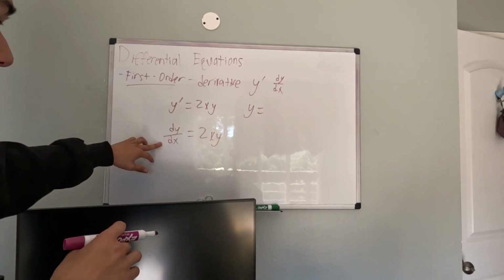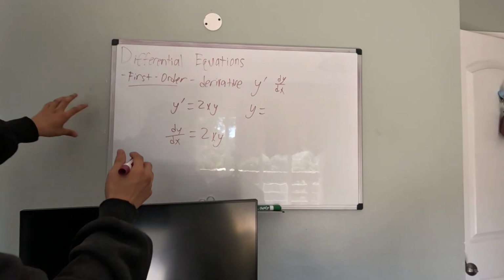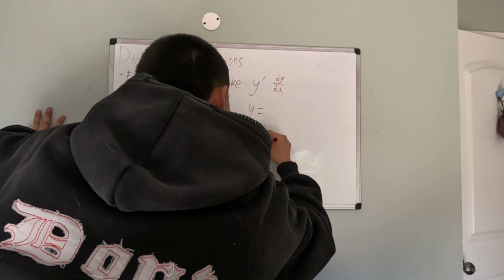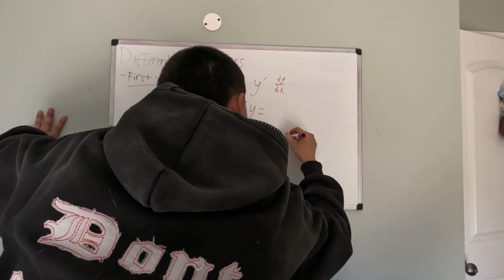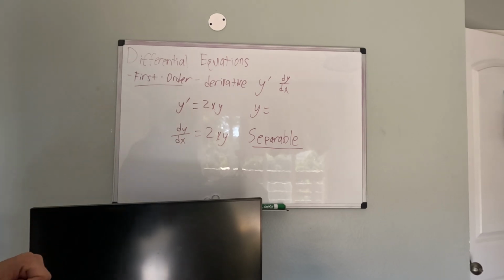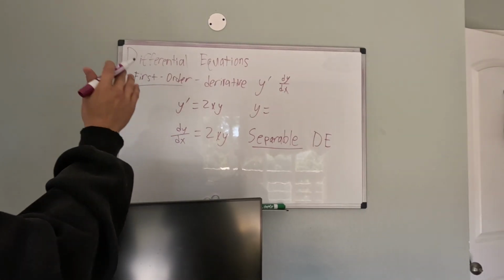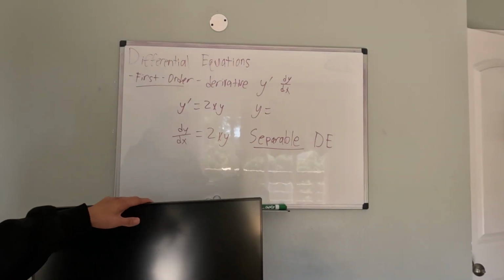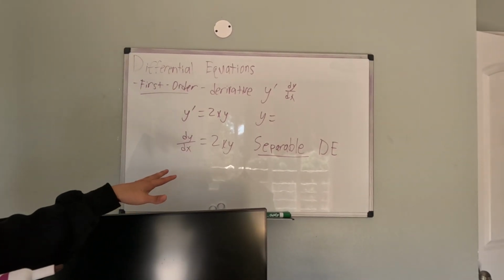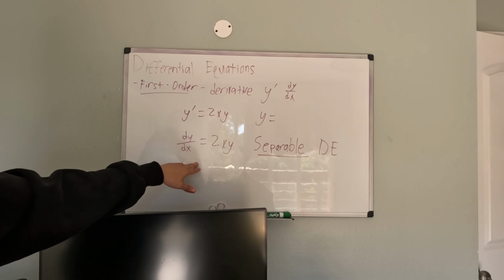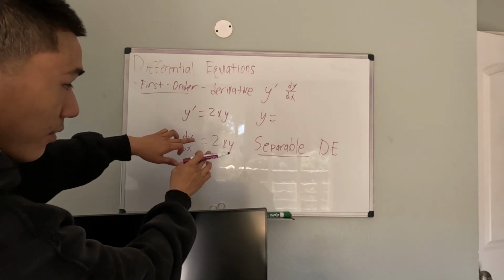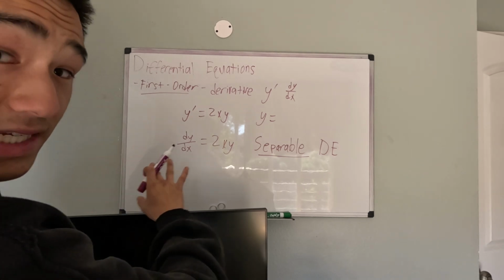Once you do this, this is specifically called a separable differential equation. The reason it's separable is because you can separate it, and let me show you how. This is the method of separation. What you do is separate the y's on one side and the x's on the other.